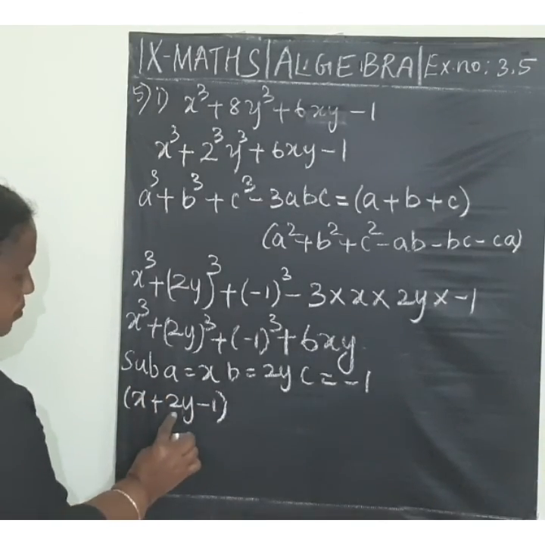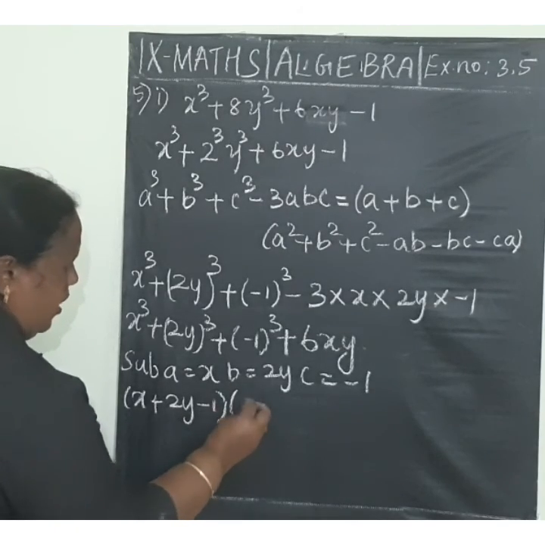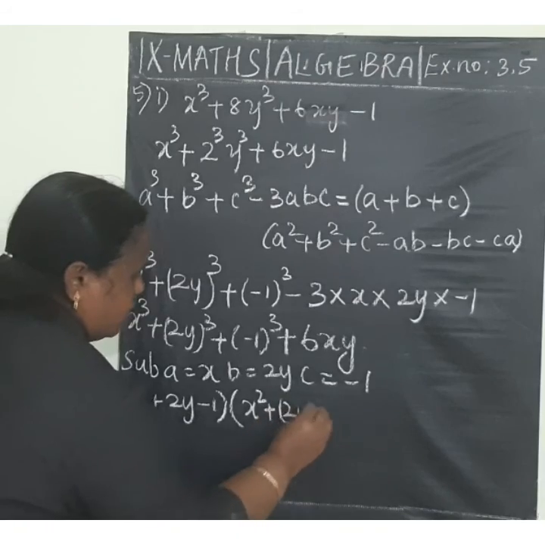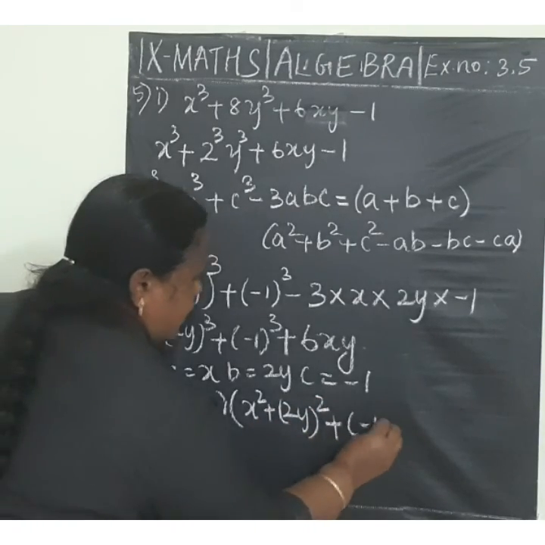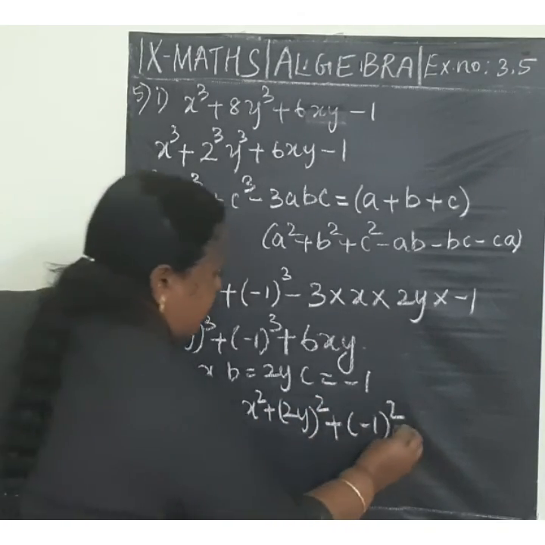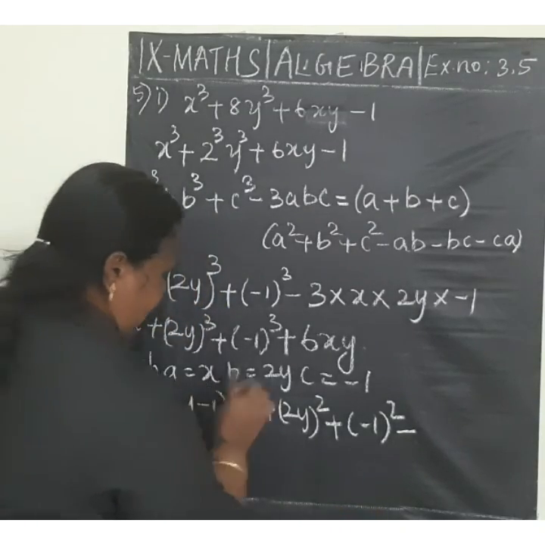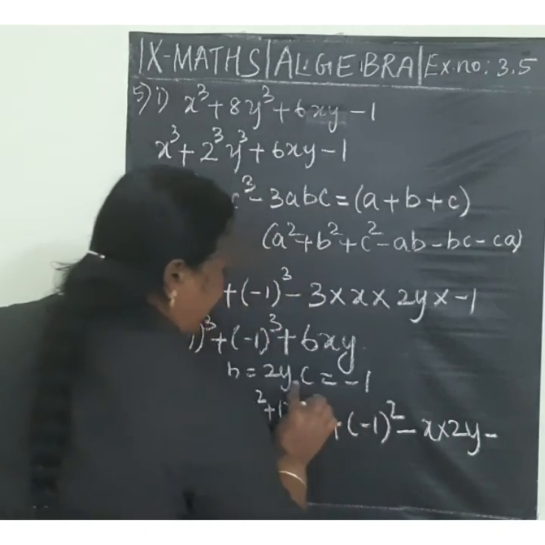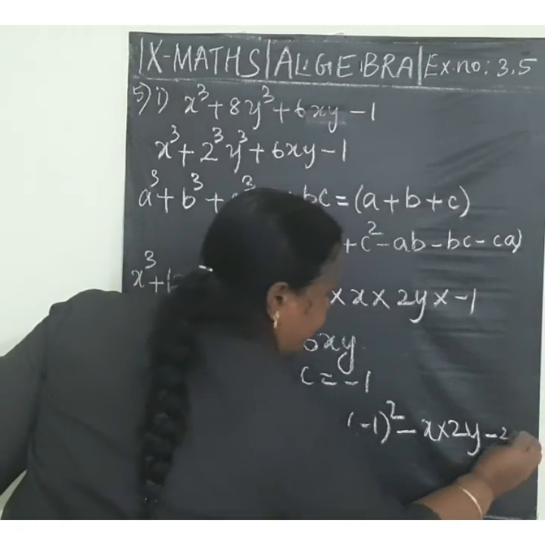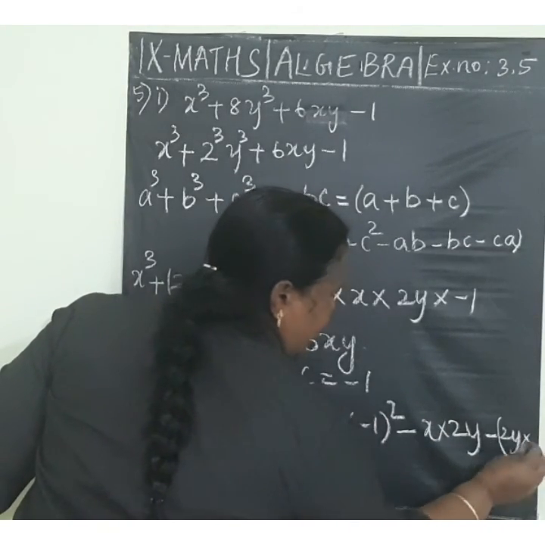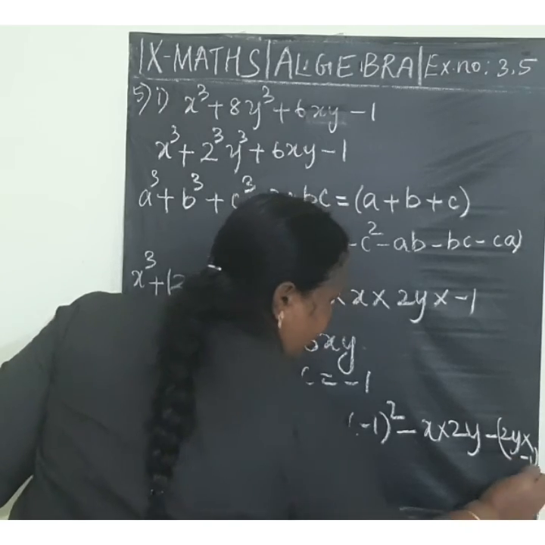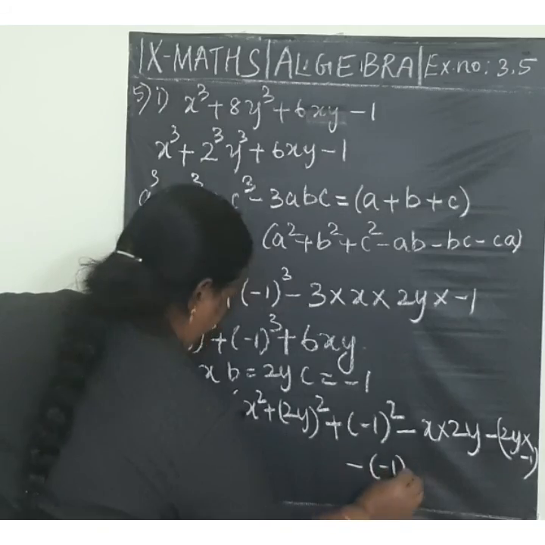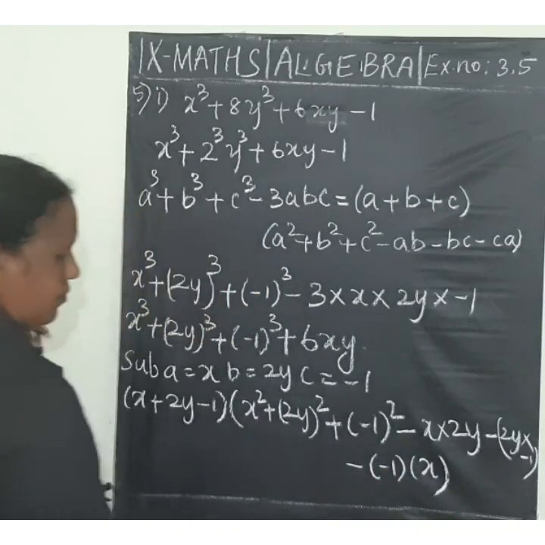So a plus b plus c into a square: x square plus 2y the whole square plus minus 1 the whole square, minus ab, so x into 2y, minus bc, so 2y into minus 1, then minus ca, minus 1 into x.